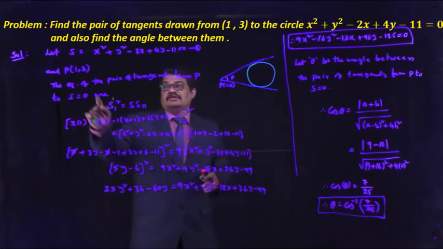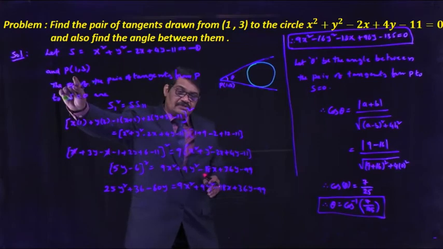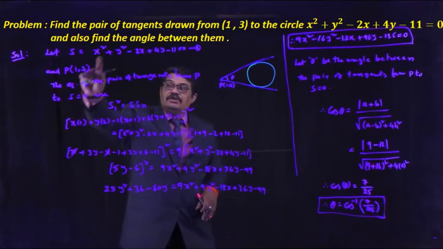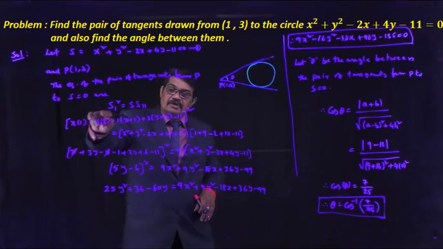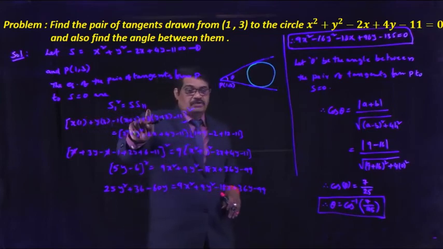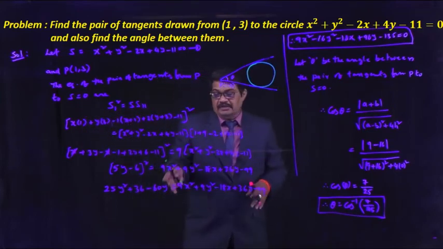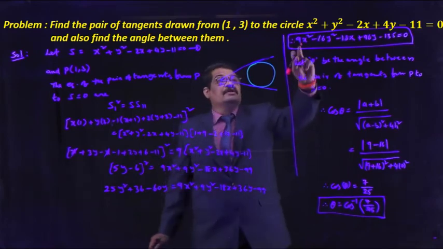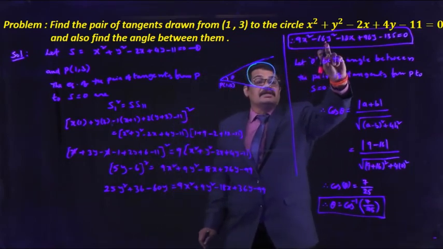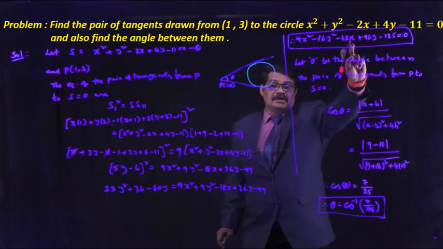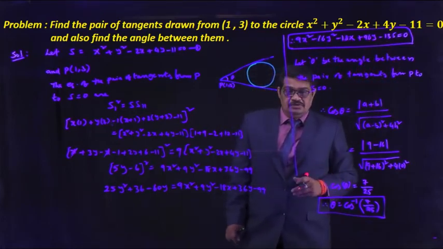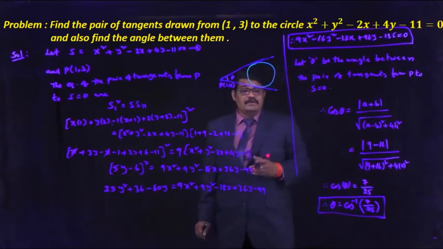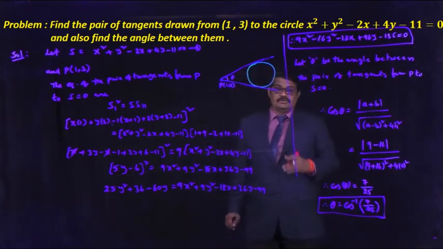So we have to write the pair of tangents from the point (1, 3) to the circle S = 0. That is the formula S1 square is equal to S into S11. Using this formula, we are writing the pair of tangents. We are obtaining 9x square minus 16y square minus 18x plus 96y minus 135 is equal to 0. These are the pair of tangents from the given point to the circle.